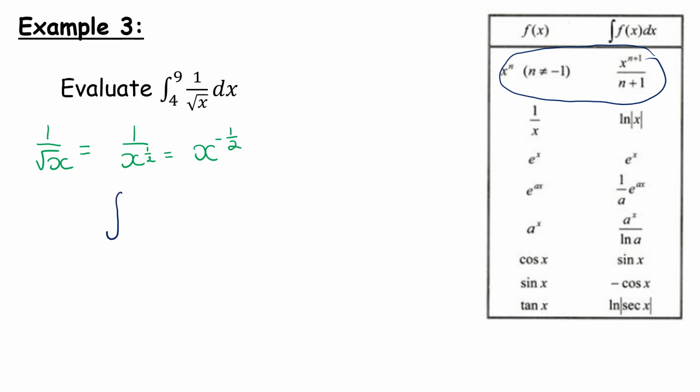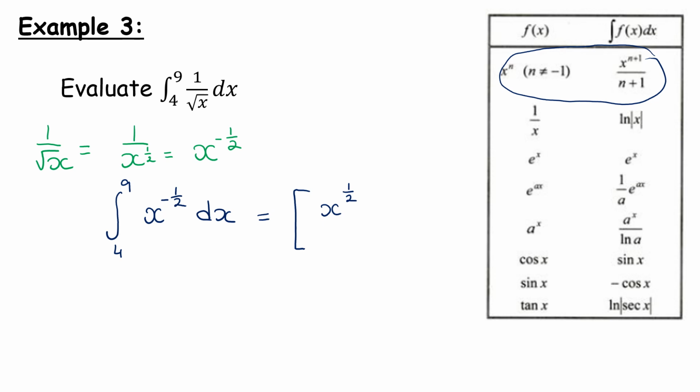So we're going to integrate, it's definite integrals, so between 4 and 9, and we're going to integrate x to the power of minus a half with respect to x. So that is what we're doing the rule to. So for example, dx means you do the rule to the x's. So let's integrate. We add 1 to our power. Just be very careful with your fractions here and negatives.